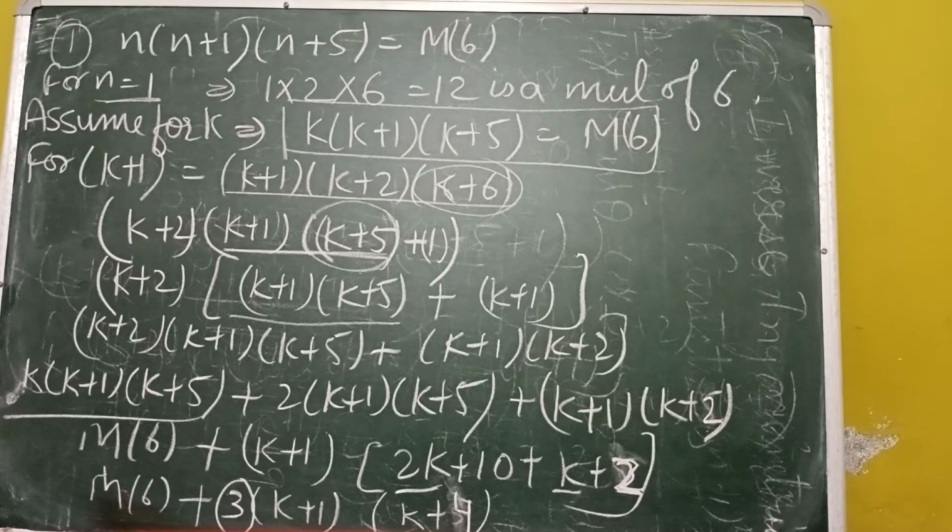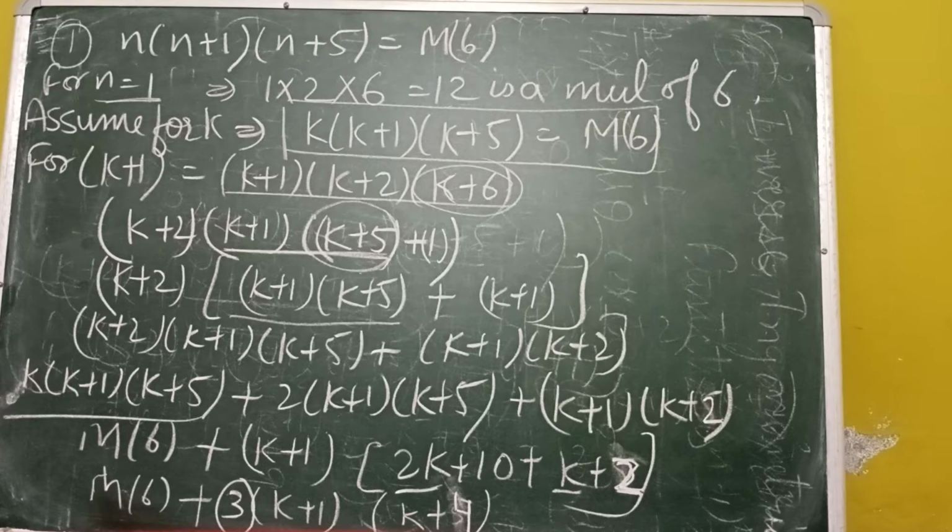Good afternoon everyone. Here I am with exercise 8b of mathematical induction. In this exercise, we have to prove by using the principle of mathematical induction that the given term, n(n+1)(n+5), is a multiple of 6. As the basic step, we have to show it for 1.